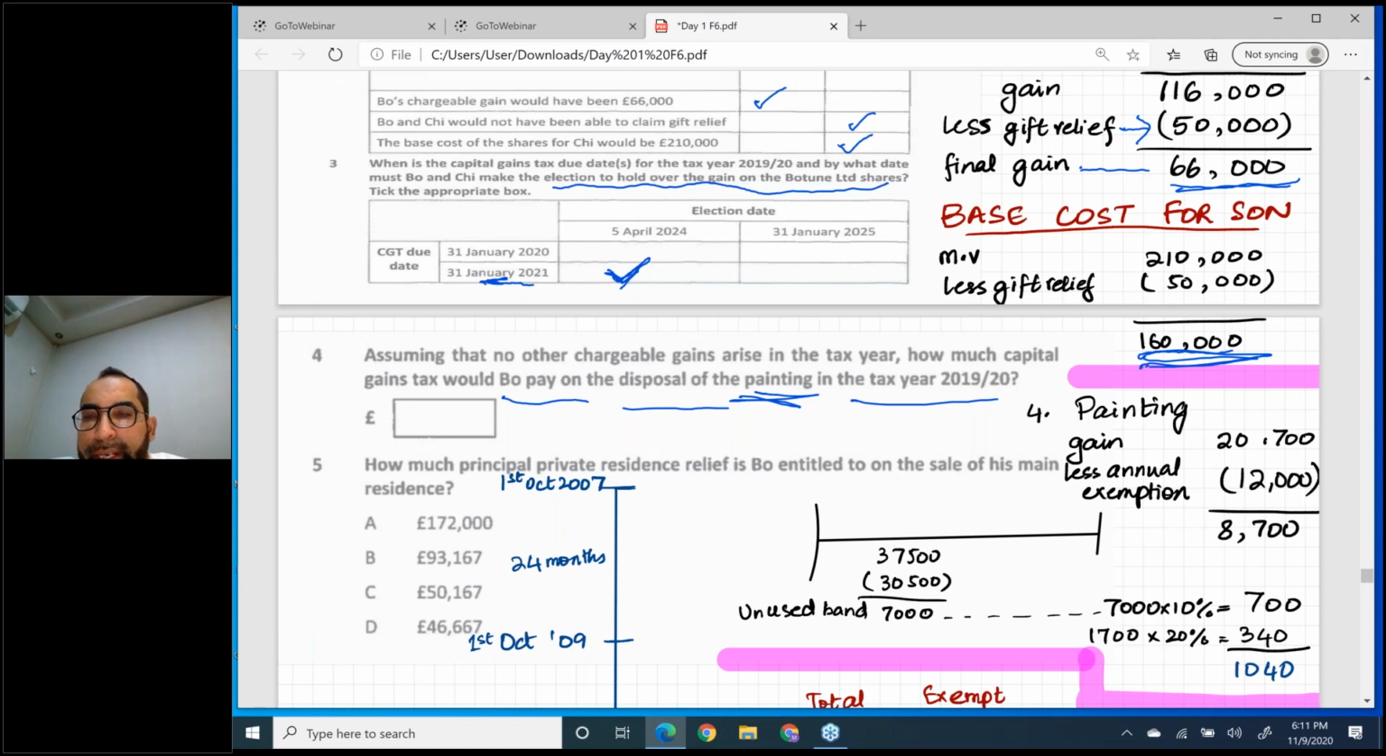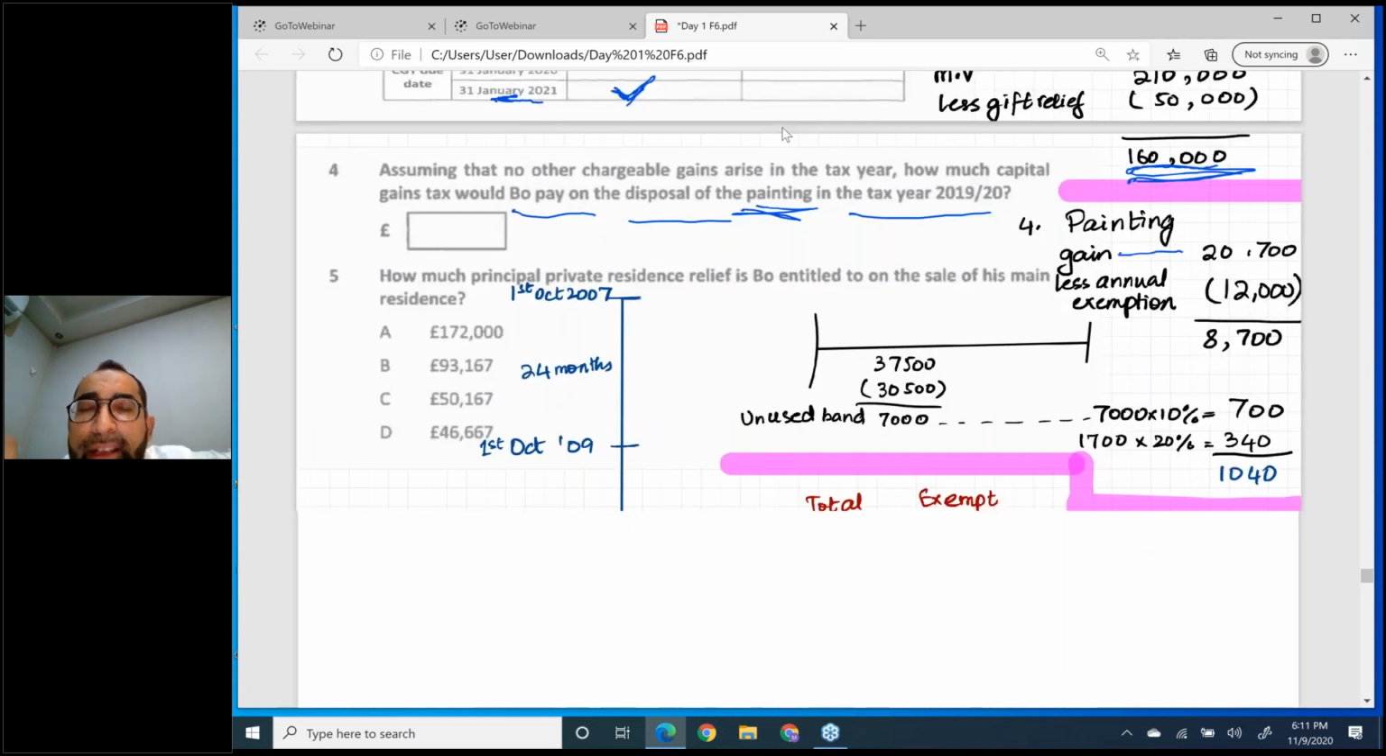In the tax year 1920, first of all, in the question the chargeable gain was given. Let's convert the chargeable gain into taxable gain. Your chargeable gain was 20,700.